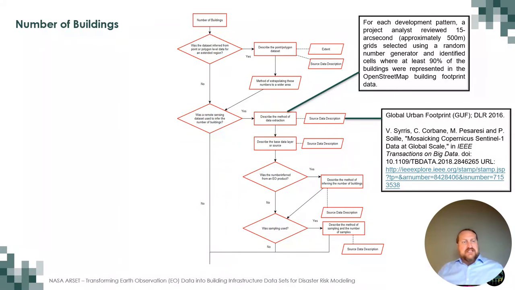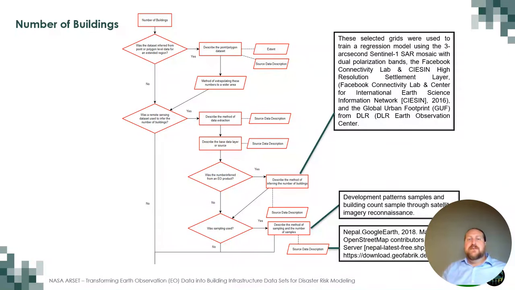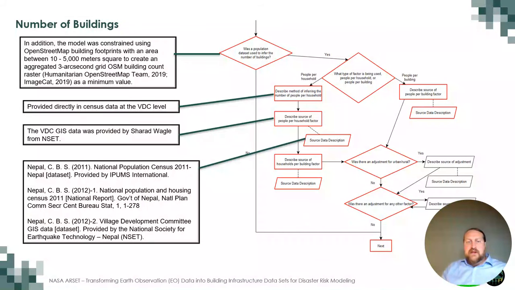Next, we're looking at the method and sources used to infer building count from remote sensing data. And here we're answering some additional questions about inferring the number of buildings from remote sensing data and some additional sampling questions in this category as well. And finally, we're looking at answering the question of how population data was used to infer the number of buildings.